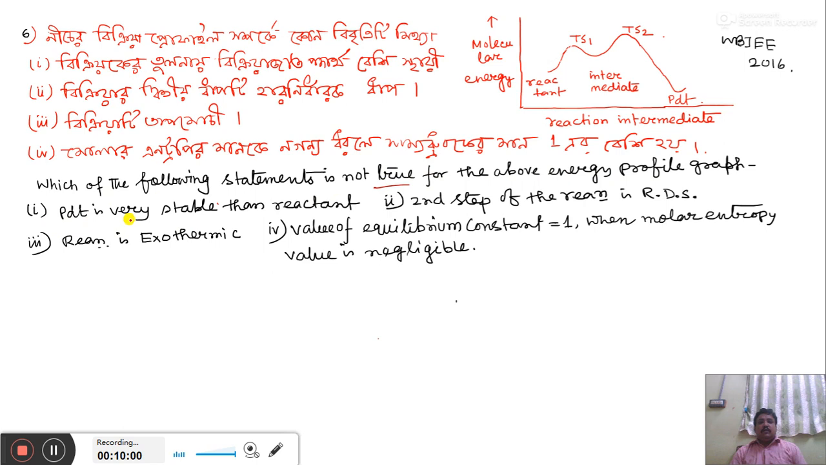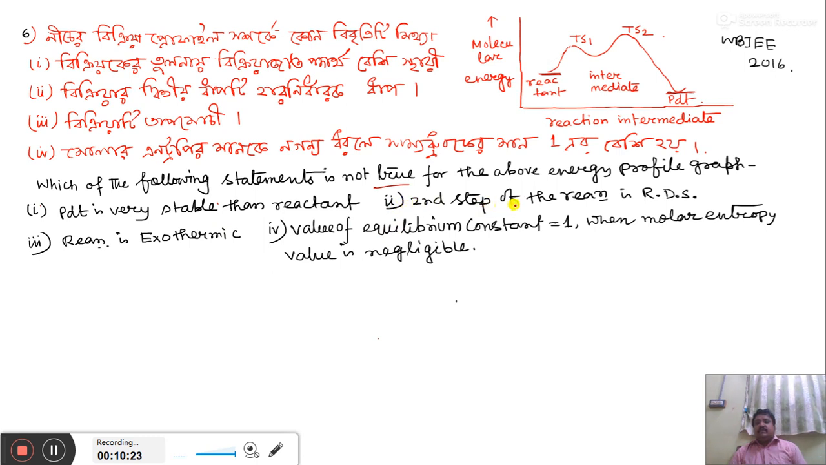First option, product is very stable than reactant. Now it is seen that energy of reactant is higher than the energy of product. Since energy of product is less than the energy of reactant, product is stable. So option 1 is the correct statement.